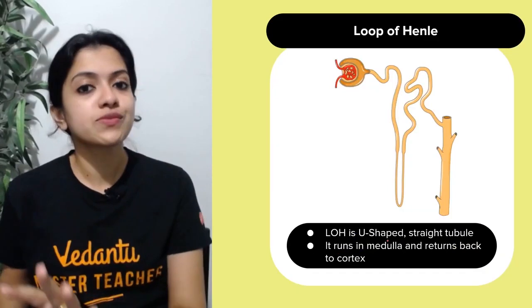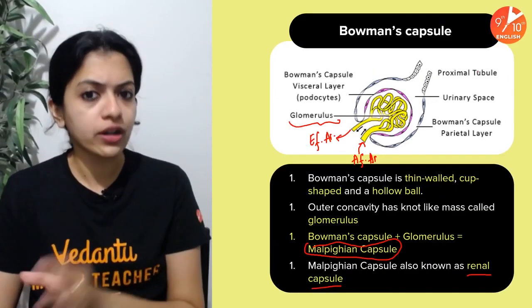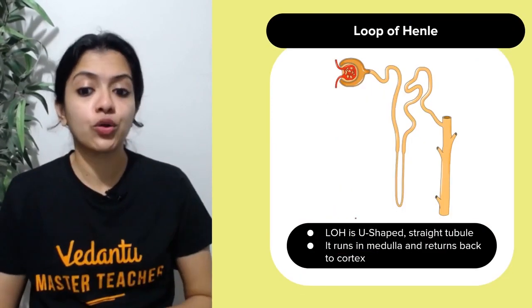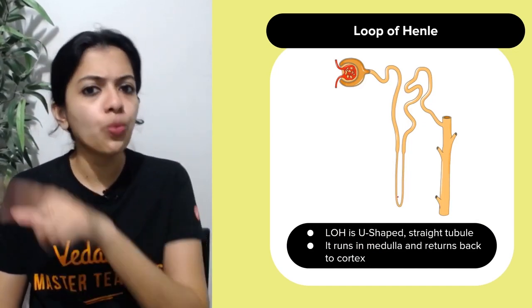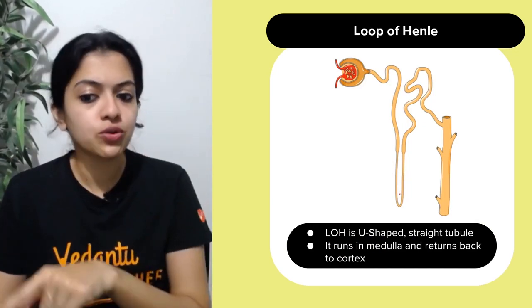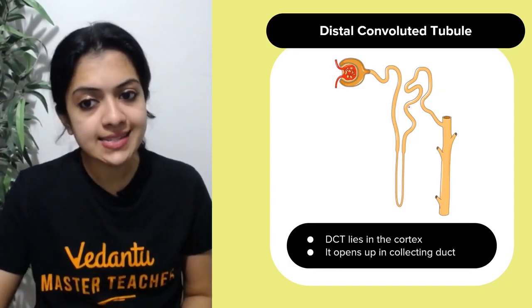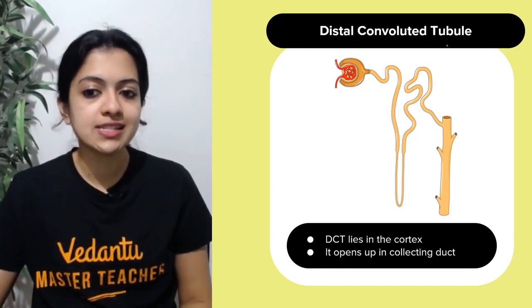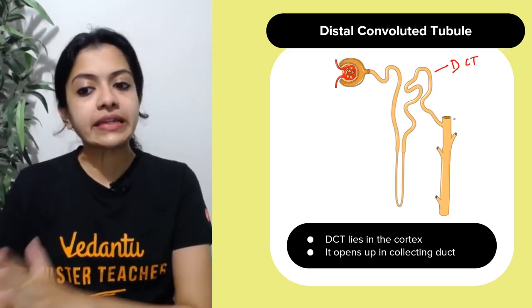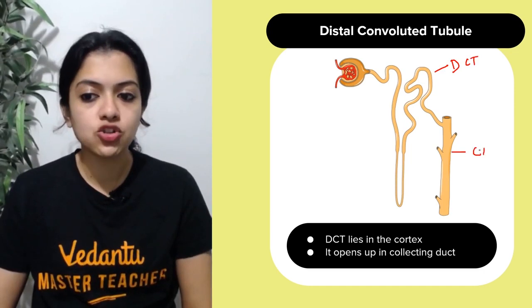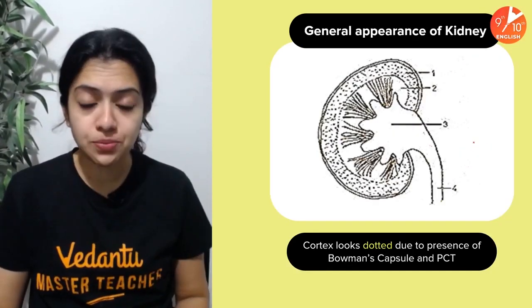Now, Bowman's capsule is followed by the proximal convoluted tubule, as you can see right here, wherein a lot of reabsorption happens. This is followed by the loop of Henle, this entire U-shaped tube, like a U-pin, which runs into the medulla of the kidney and returns back into the cortex. This is followed by the DCT, or the distal convoluted tubule. Ultimately this opens into the collecting duct or the collecting tubule. So this is the major arrangement of the nephron.